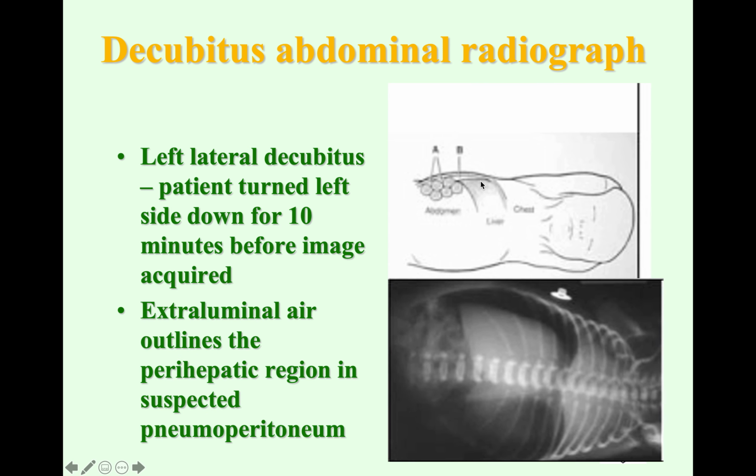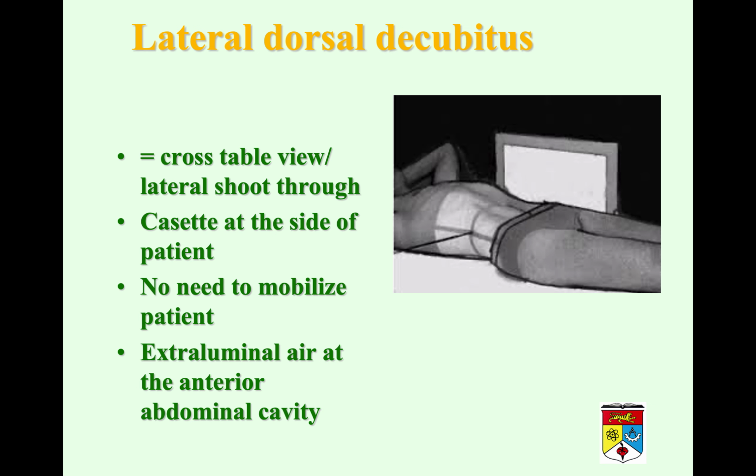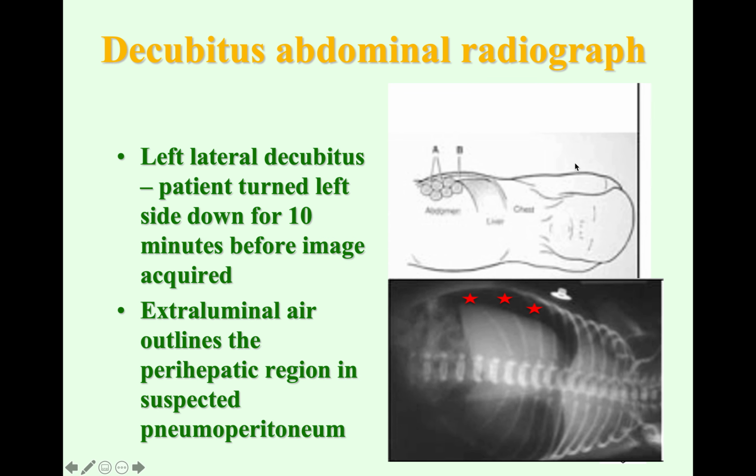So this is how it looks on a radiograph, and this is the air, extraluminal air, pneumoperitoneum, that outlines the liver margin. Okay, now sometimes we don't have to turn the child, so we can just do a lateral decubitus. That means the image receptor is still at the side, compared to previously, where the image receptor is at the back because the patient is turned.